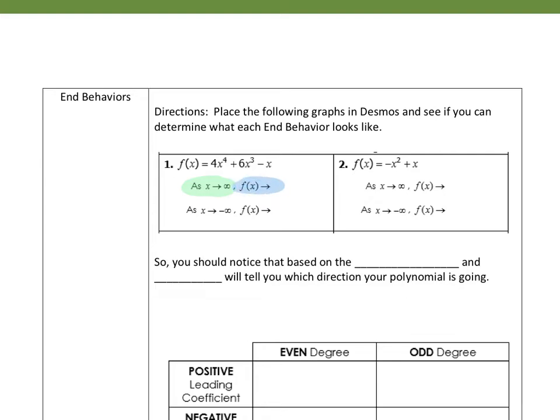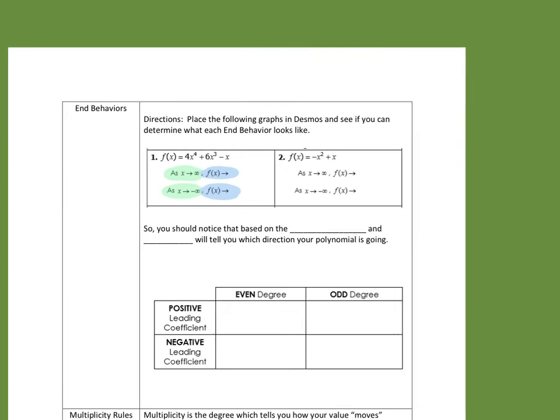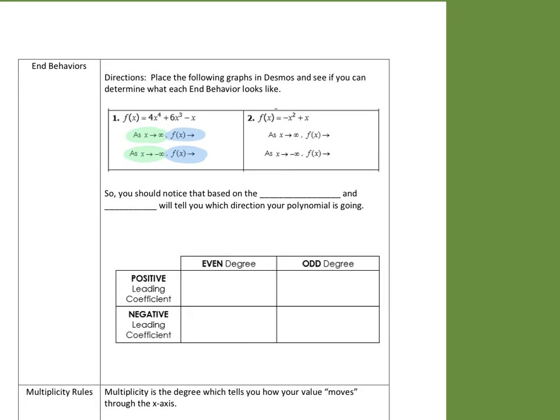Okay, same thing down here. As x goes to the left, to negative infinity, where the heck is y going? Okay, what it tells us to do is to place these graphs in Desmos and then just determine what that end behavior is going to look like. So I'm going to go ahead and do that.